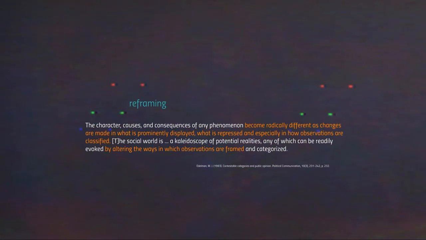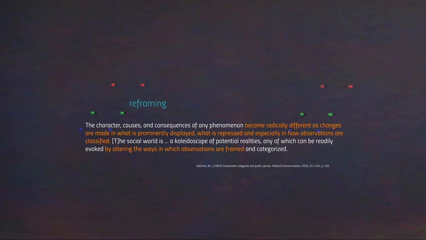So first of all, reframing. Let's try and get an understanding of reframing. What I've given you here is a quote by Edelman, who is one of the main theorists behind this concept of framing. And notice what he says here about framing and reframing. The character, causes, and consequences of any phenomenon become radically different as changes are made in what is prominently displayed, what is repressed, and especially in how observations are classified. So remember, notice how he's talking about perception and the way observations are classified. So this is a key moment here that I will return to down the track in this lecture.